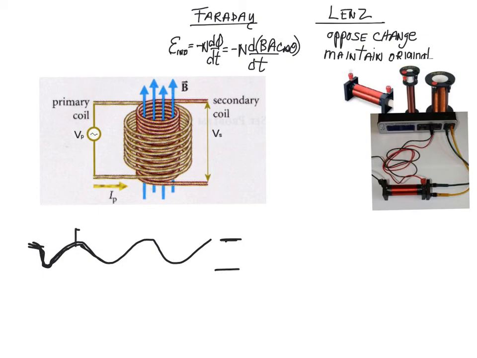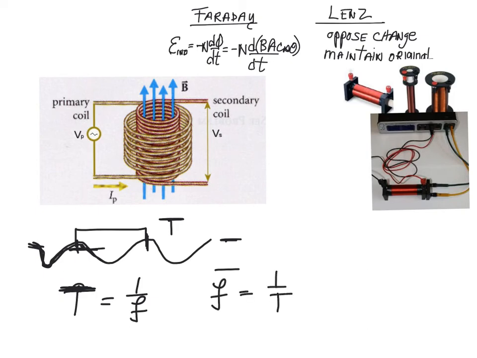And since it has a repeating period, the length of time it takes to complete one cycle is called the period, and we use the symbol T. But if we sit at a point and watch how many waves go by each second, that's called the frequency. And so what you need to know is that the period and the frequency are reciprocals of each other. So we can write frequency equals 1 over the period.